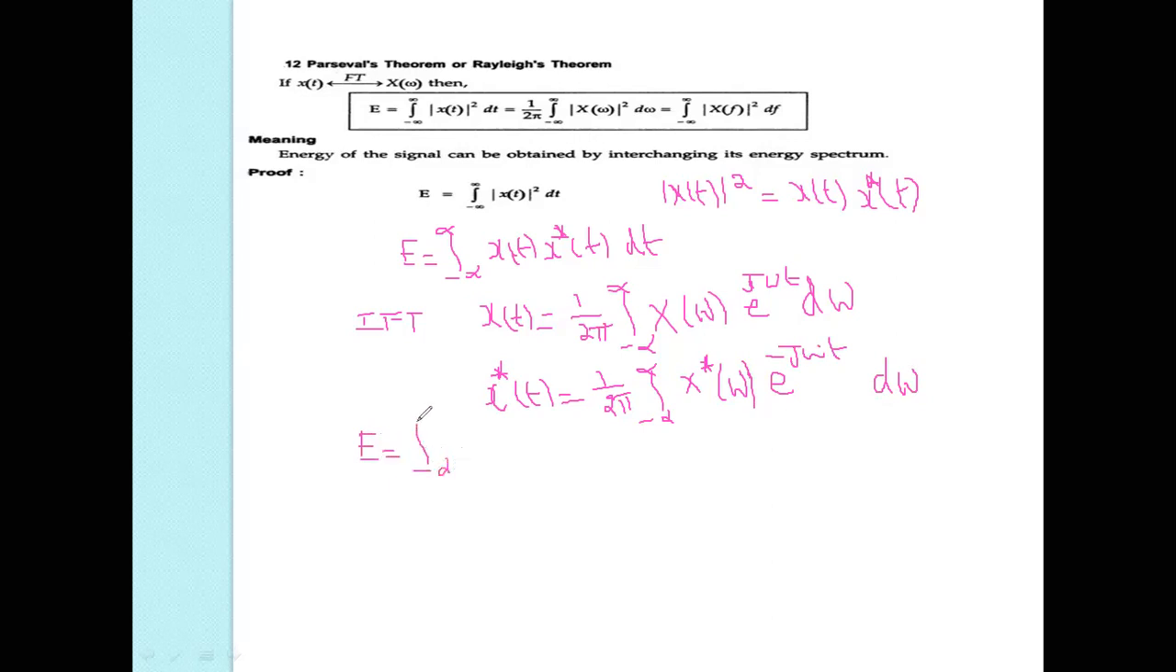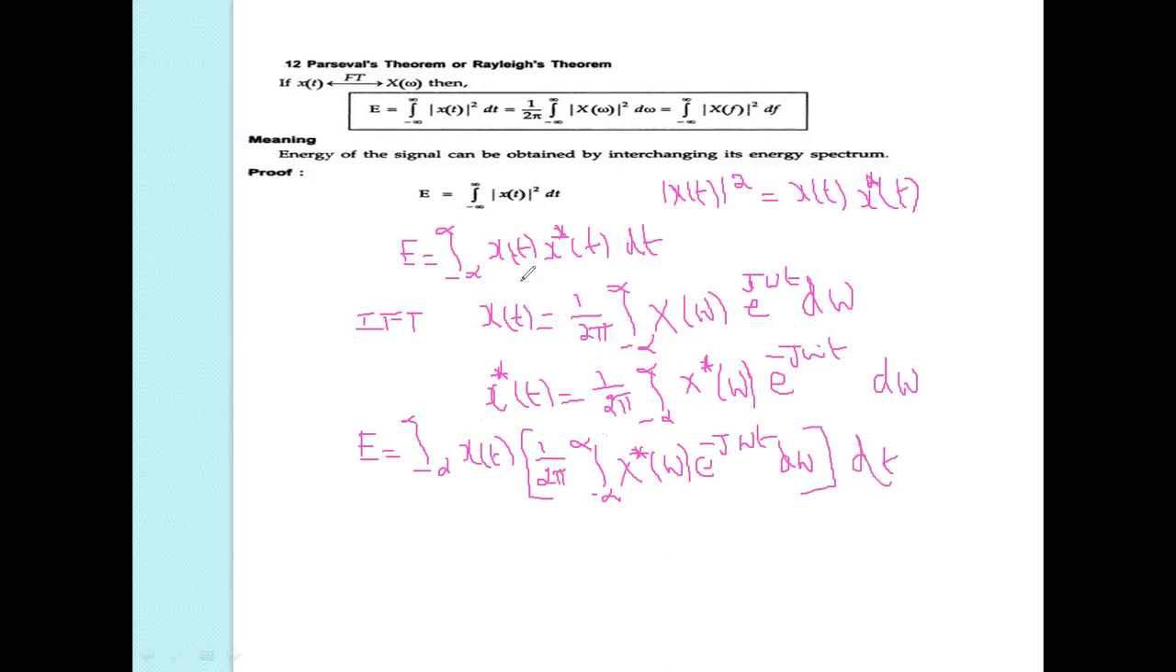integral minus infinity to infinity x of t, and replace the x star of t with this equation. What is x star of t? 1 by 2 pi integral minus infinity to infinity x star of omega e power minus j omega t d omega, as x star of omega, x star of t and dt.